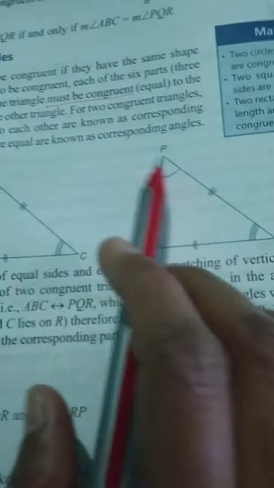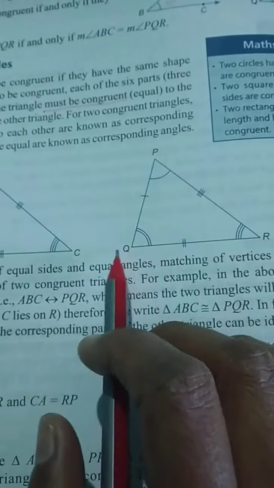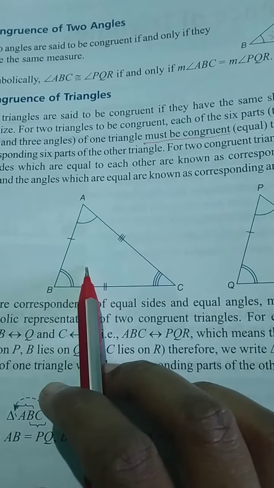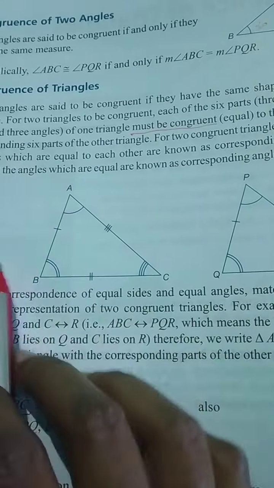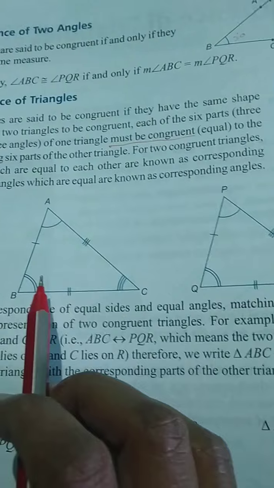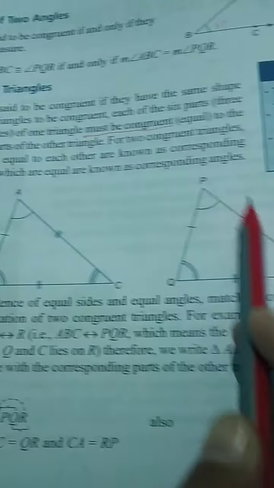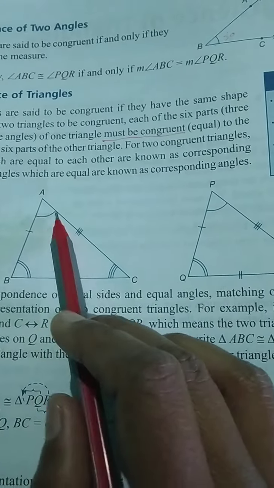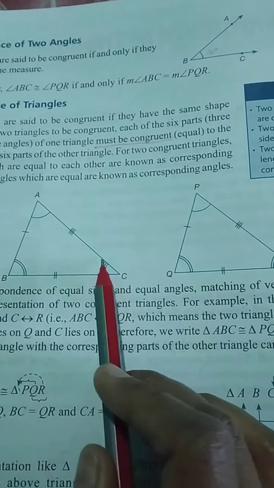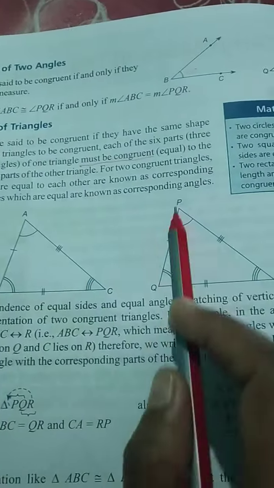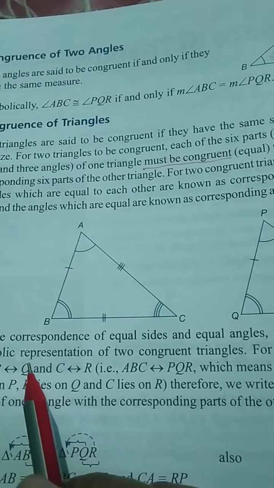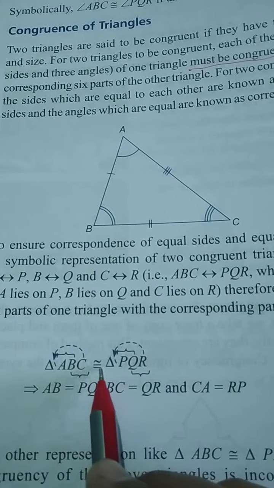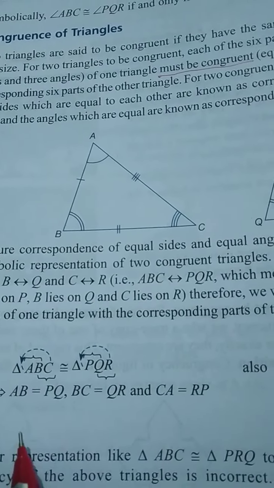Two triangles, you can see here are two triangles, are said to be congruent if they have the same shape and size. And one more thing, for two triangles to be congruent, all the 6 parts should be equal. What are the 6 parts? They are 3 angles and 3 sides. Suppose this angle is equal to this angle, and this angle is equal to this, and all the 3 sides are equal, then they are called congruent triangles. And how do we write it? Triangle ABC is congruent to triangle PQR.